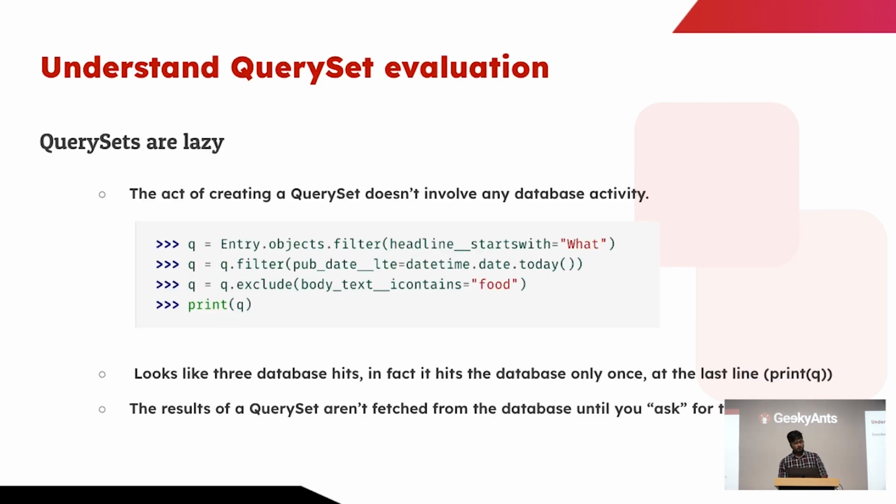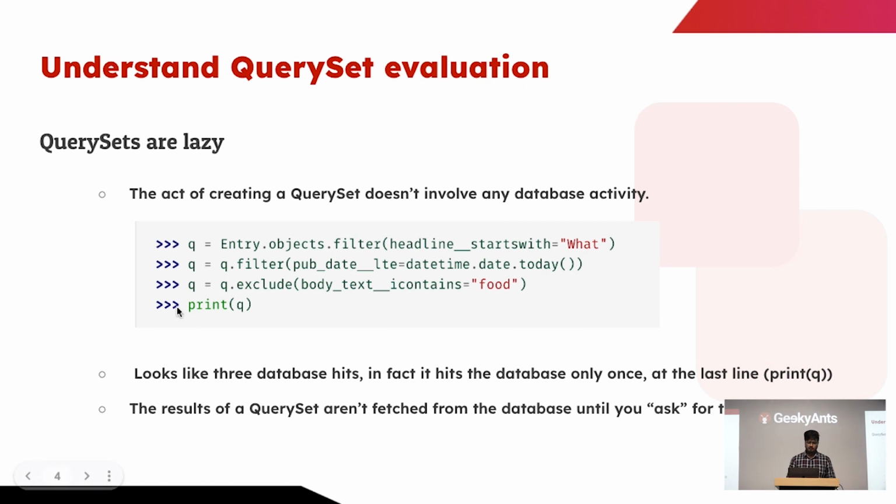So off we go. Understanding query set evaluation. Query sets are lazy. They don't do work unless it's absolutely necessary. In this small code snippet, we are performing three query set operations. The first one is a filter operation, the second is also a filter operation, and the third is an exclude operation with respect to one of the fields on the model.